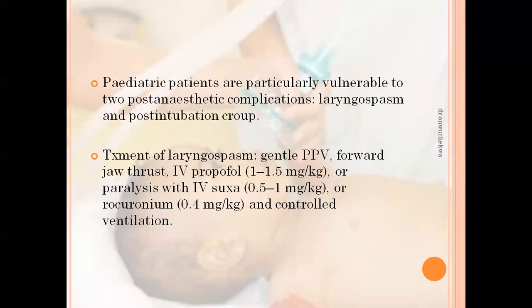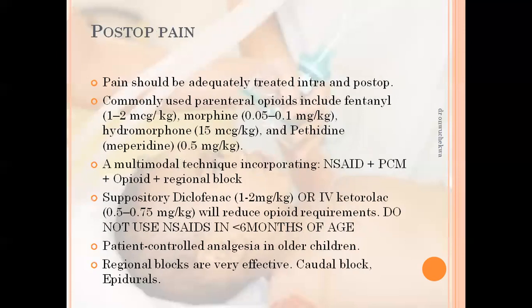Pediatric patients are particularly vulnerable to two post-anesthetic complications, laryngospasm and post-intubation croup. Laryngospasm is more immediate compared to post-intubation croup. For the treatment of laryngospasm, give gentle positive pressure ventilation with forward jaw thrust. You can give IV propofol at 1 to 1.5 milligram per kg, or paralysis with IV suxamethonium at 0.5 to 1 milligram per kg, or use rocuronium with controlled ventilation.